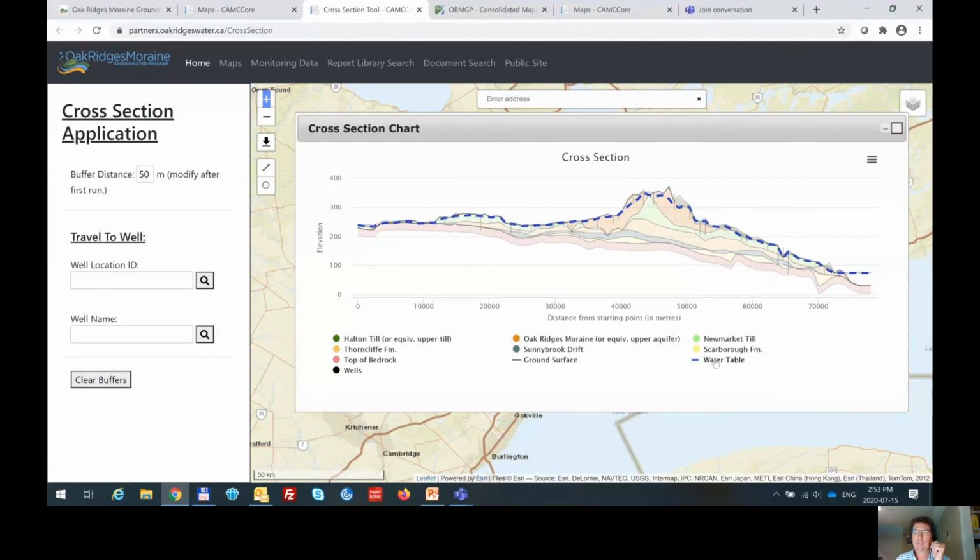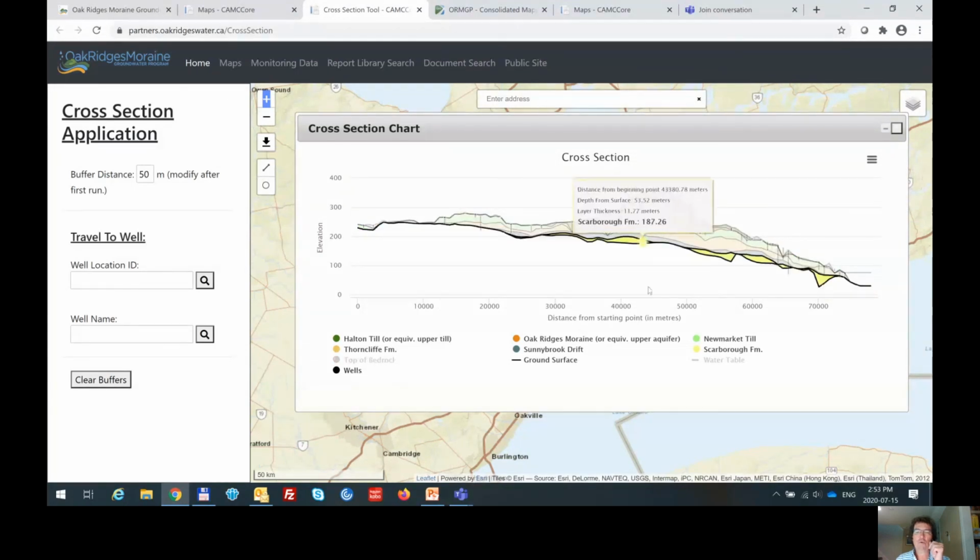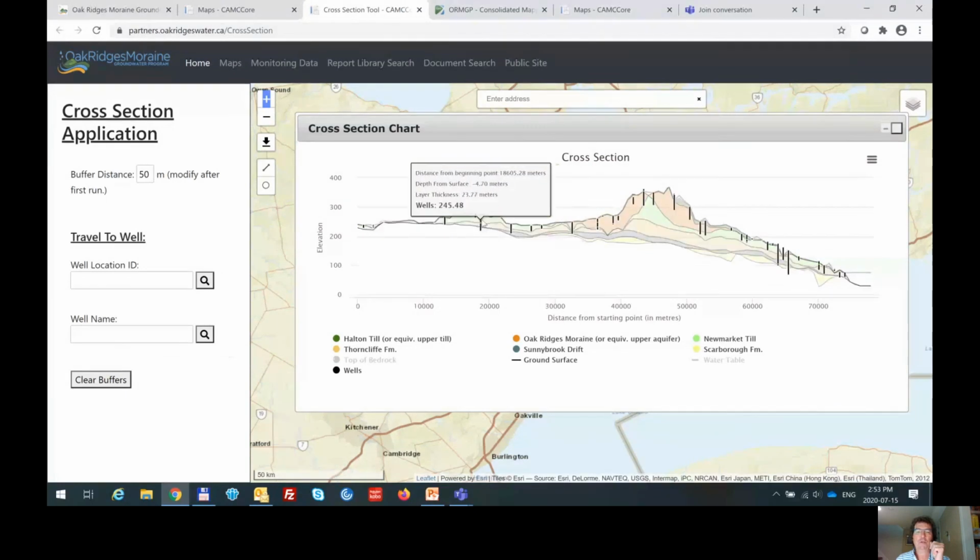In this case, you can turn things off. I'll turn the water table off. I'll turn that upper bedrock off. You can turn wells off. In the future, we're thinking that you could click on a well, and the various well logs that we have would be able to pop up.